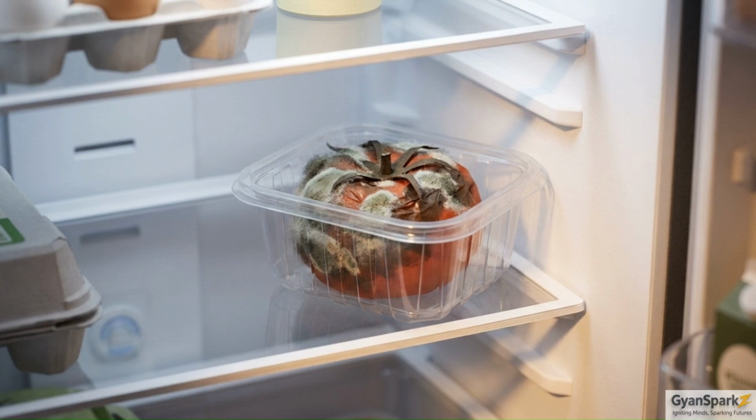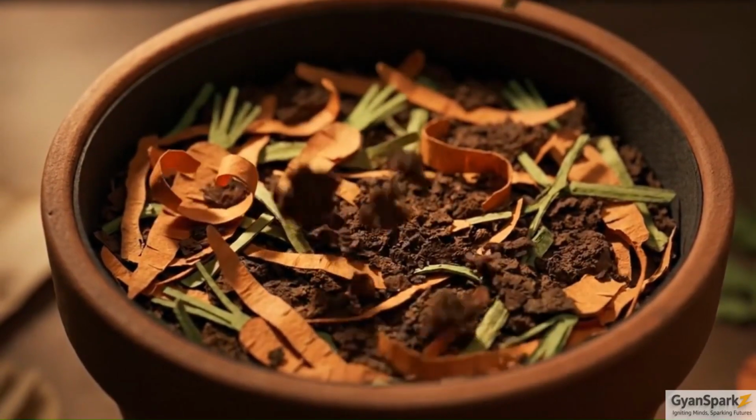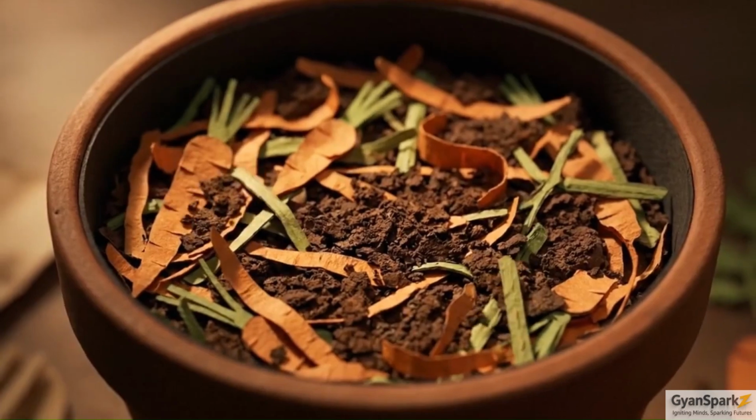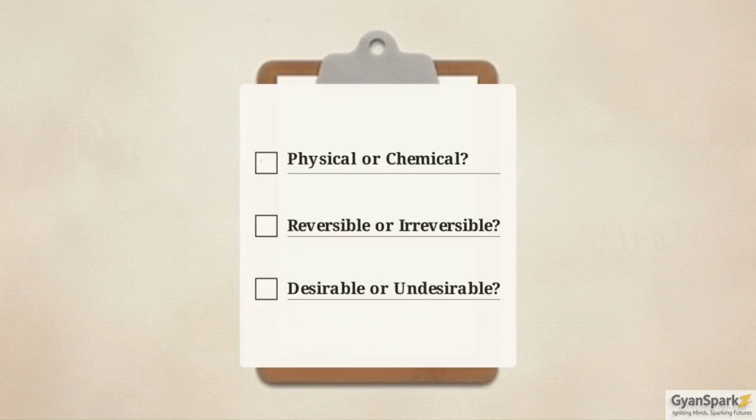If fresh food decays and rots inside a refrigerator, that's a problem. But if he tosses those vegetable peels into a clay pot, that decay becomes a highly desirable change. It creates compost that he can use to grow new flowers. Understanding a change means looking at the chemistry, seeing if it can be reversed, and checking if it serves a helpful purpose in the environment.